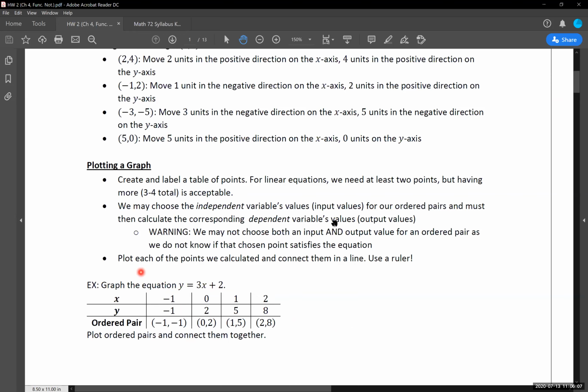Once you have at least 2 points, you plot these points and connect them in a line. When you're doing this, I would highly recommend you use a ruler or some sort of straight edge to connect those points together. I believe WAMAP generally sets up pretty nicely for us the option to choose 2 points and then connect them together.